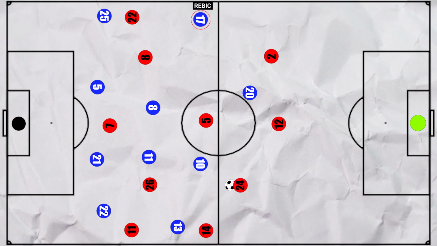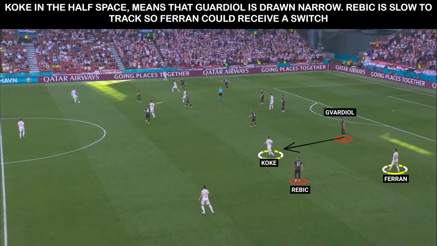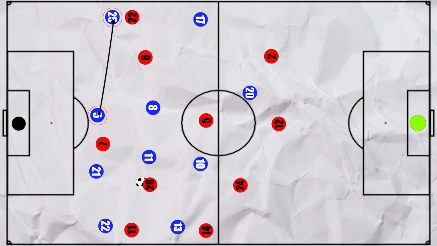But with the left-hand side overloaded, and Rebic in particular being slow to track back, it meant that Guardiola was often caught in two minds between moving narrow to track Koke or moving wide to track Ferran. So when he was too narrow, Torres could receive the direct switch and then look to take on his man or have a cross. But we also saw that when Guardiola was wider, there was space between the centre-backs, and it led to a massive chance when Koke was able to make the run between them.